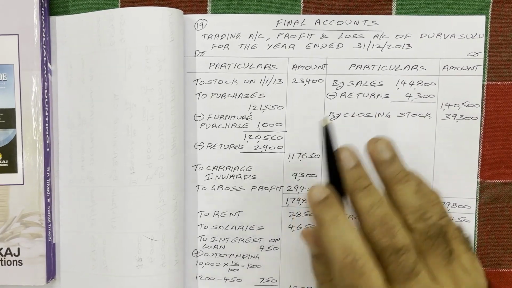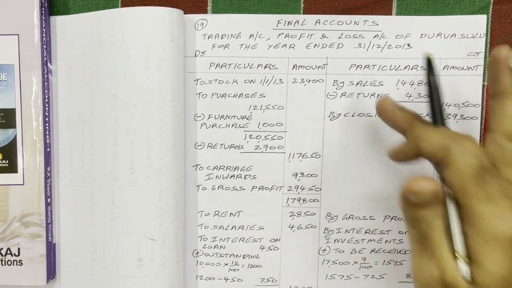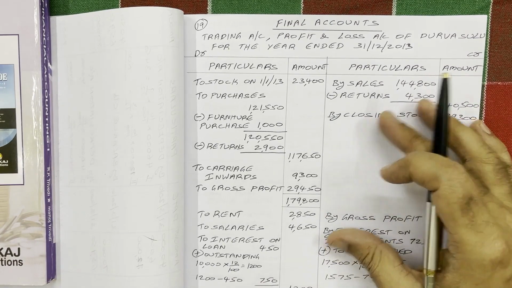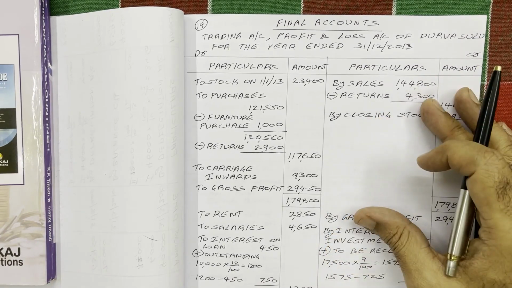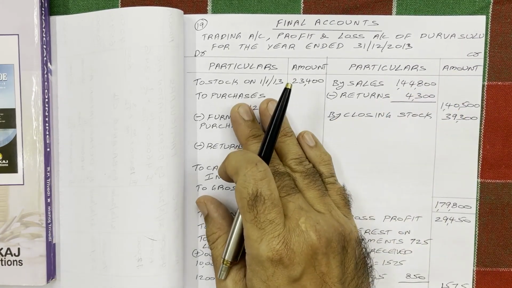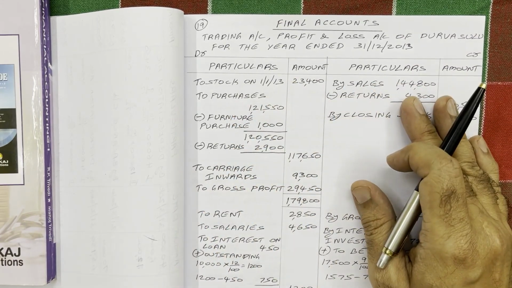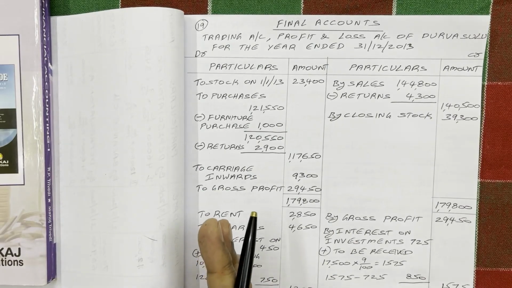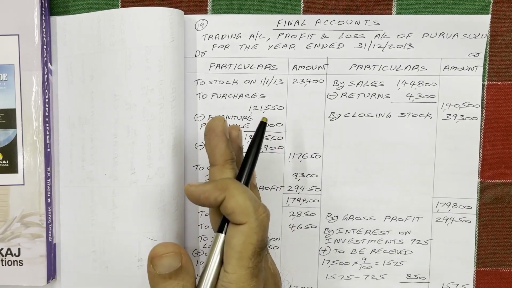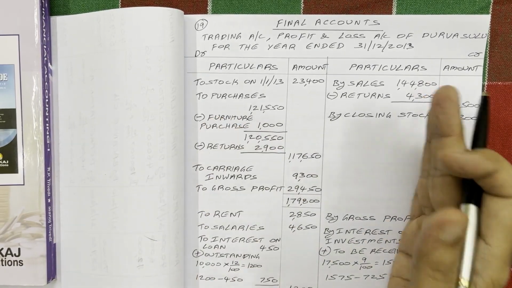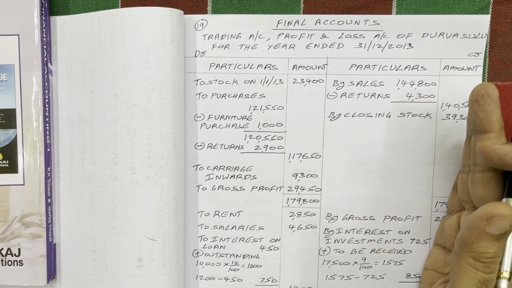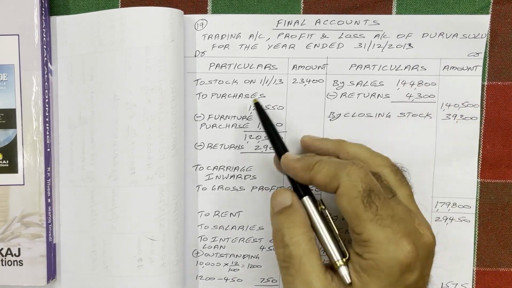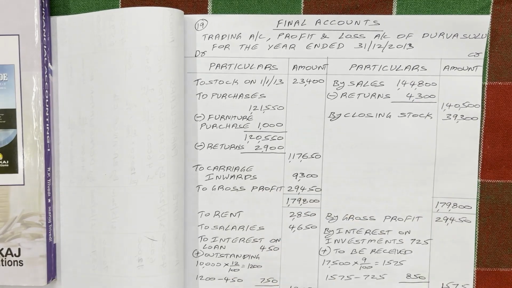These two accounts, trading account and profit and loss account, are nominal accounts. So while preparing them, we should follow the nominal account rule. What is the nominal account rule? Debit all expenses and losses, credit all incomes and gains. So on the debit side of the trading account and profit and loss account, we should show expenses and losses. On the credit side, incomes and gains. Then again a doubt comes: which expenses go on the debit side of the trading account, and which on the debit side of the P&L account?